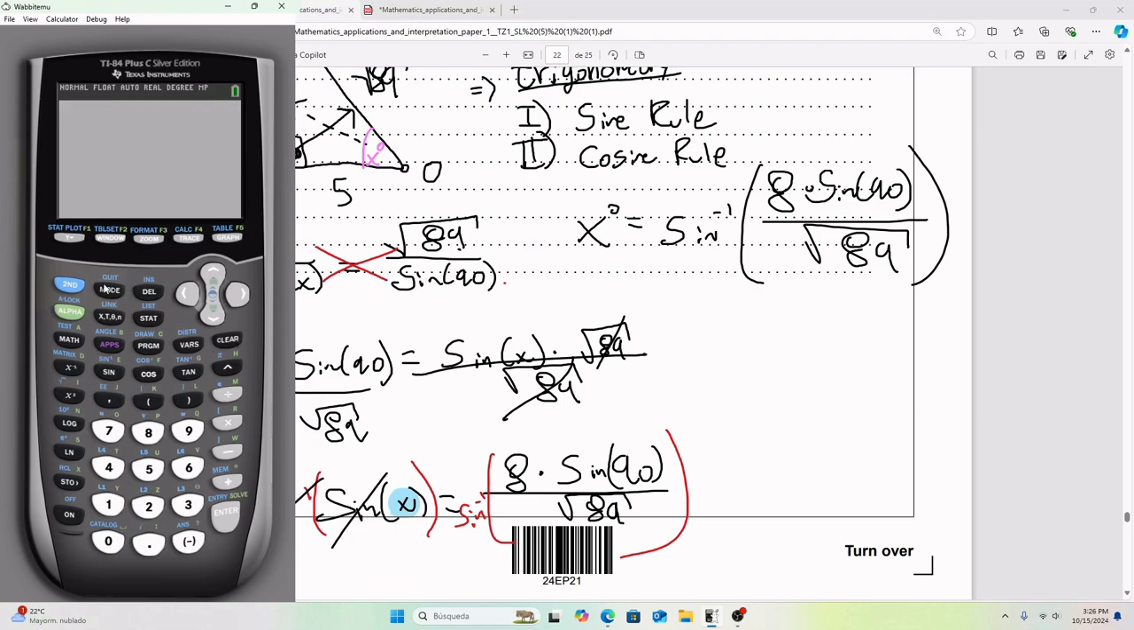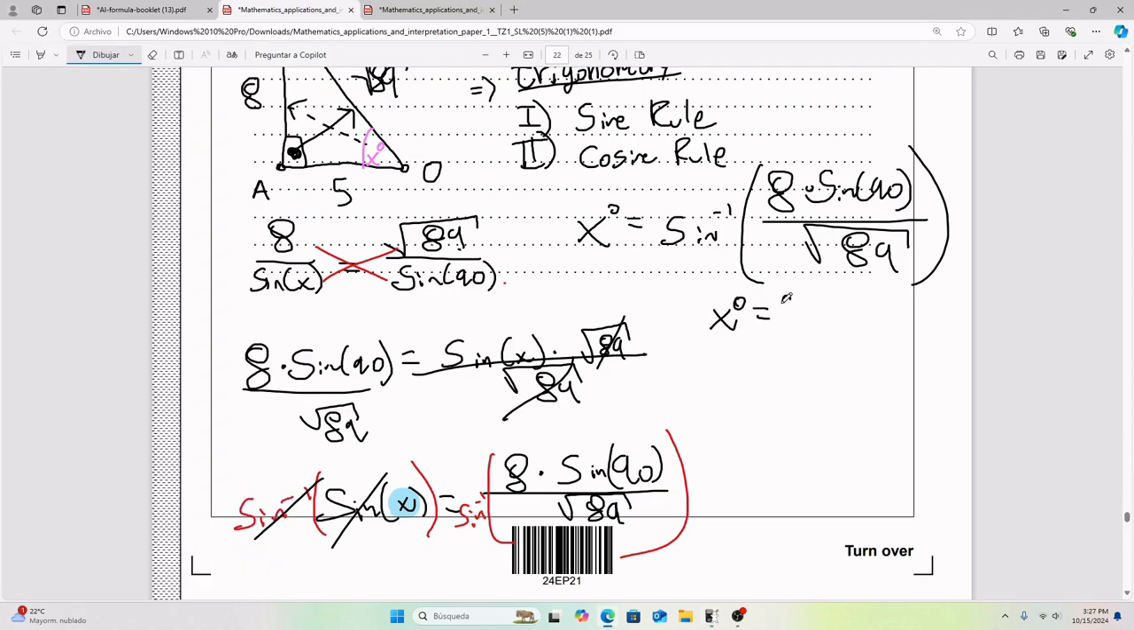See? So make sure that you go to mode and have it in degrees. If it's in radian, you're going to get the wrong answer. So we're going to go ahead and do sine inverse, put a parentheses with alpha y equals, then press the first one, 8 times sine 90 divided by square root of 89. Close everything, see what happens. You end up with 57.99.